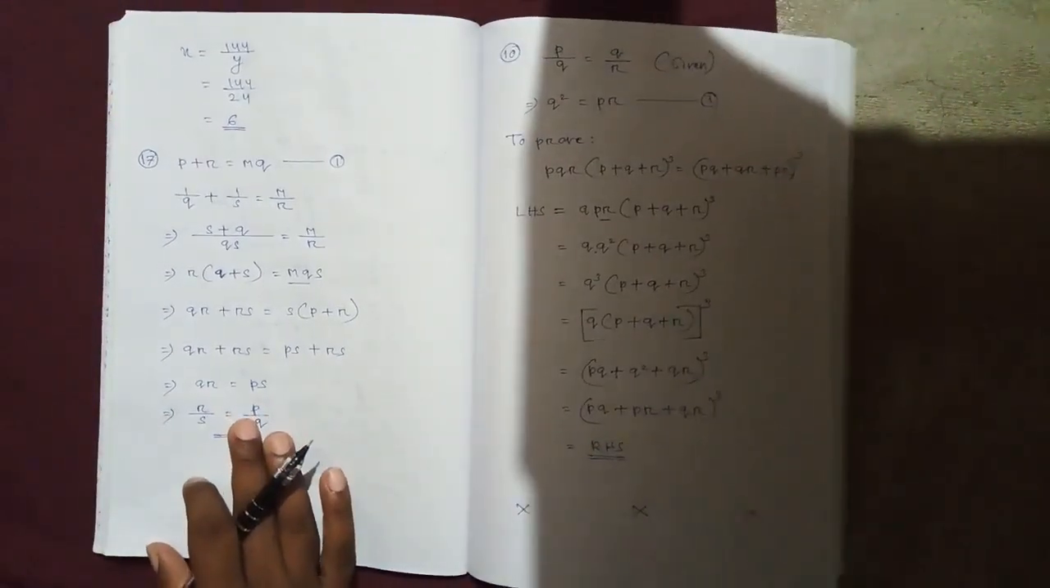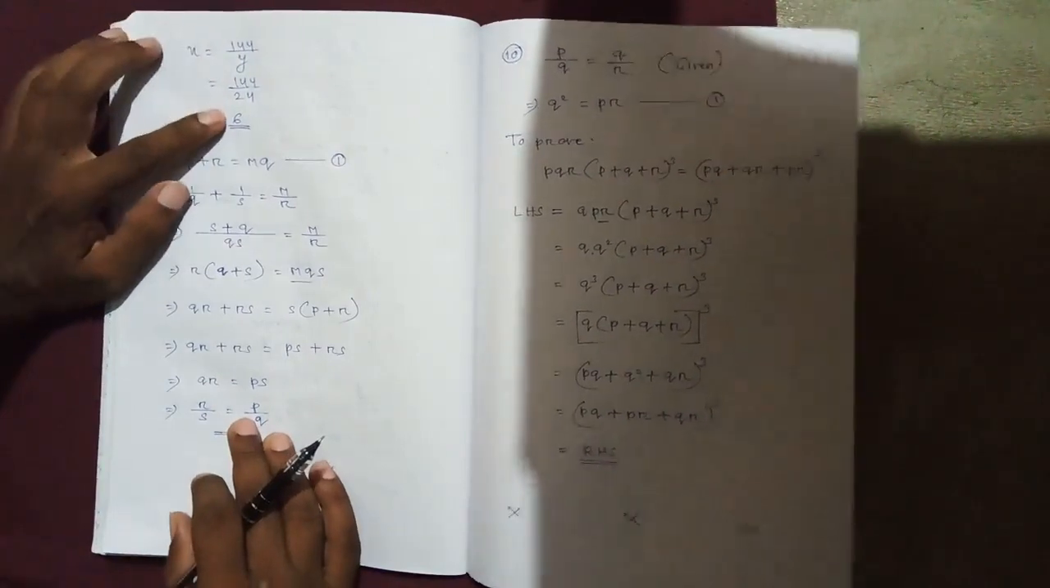Now let us move back to x. What is x? 144 by y. So 144 by 24 gives us 6. X is equal to 6.